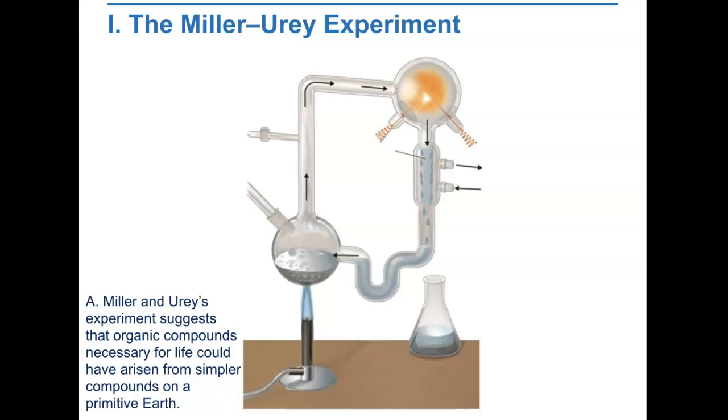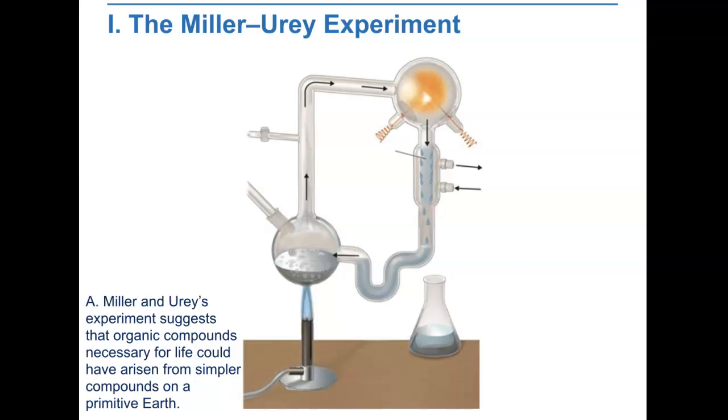In 1953, chemists Stanley Miller and Harold Urey tried to test the hypothesis that organic compounds could have been produced on early Earth. They warmed water in a sterile flask and added methane, ammonia, and hydrogen to simulate Earth's early atmosphere. They passed sparks of electricity through the gases to simulate lightning. The liquid circulated through their experimental apparatus for a week.